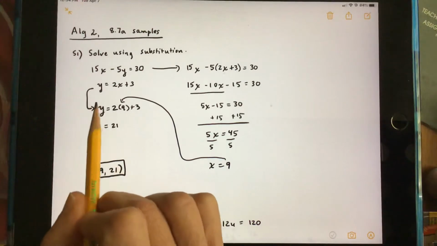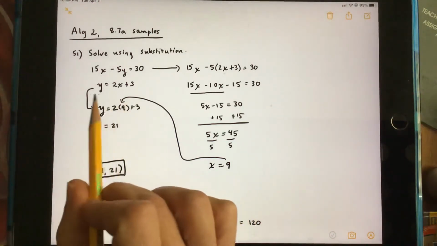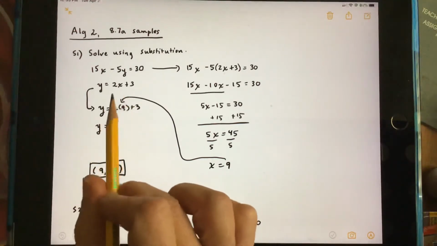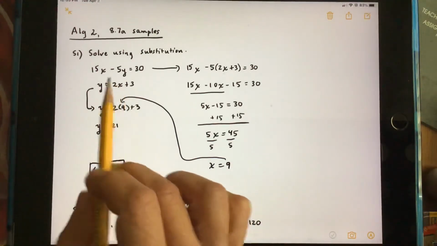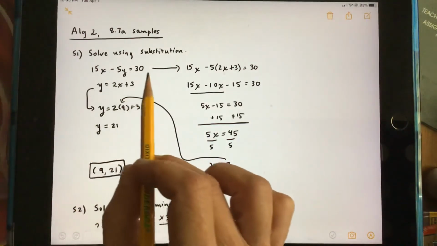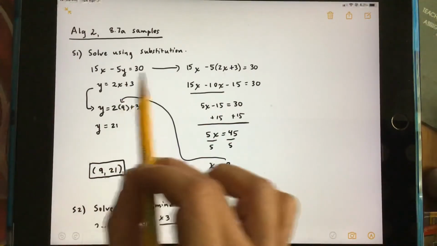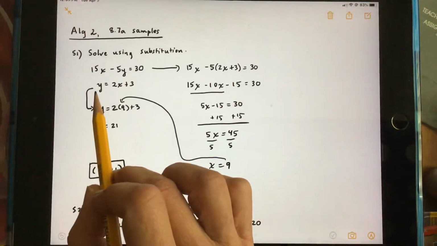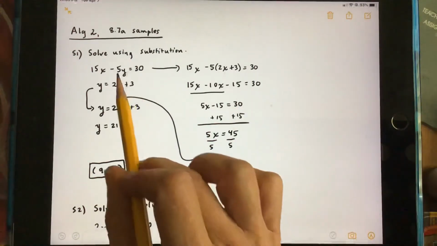We notice the second equation is solved for y, so this is a system that is solved most easily by substitution. So we're going to take the second equation, y equals 2x plus 3. We're going to take that 2x plus 3 that we know is the same thing as y, and put it in place of the y in the first equation. So this arrow tells me I am rewriting my first given equation as 15x minus 5 times, instead of this y, 2x plus 3, because the second given equation is y equals 2x plus 3. And then we're still equal to 30.